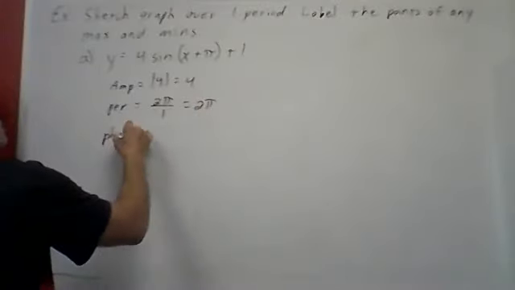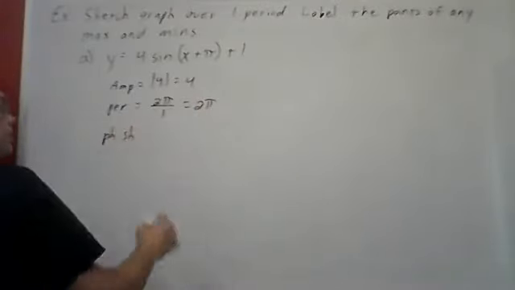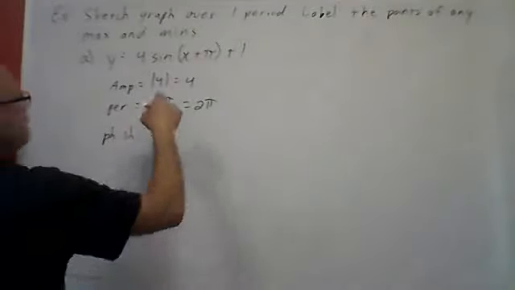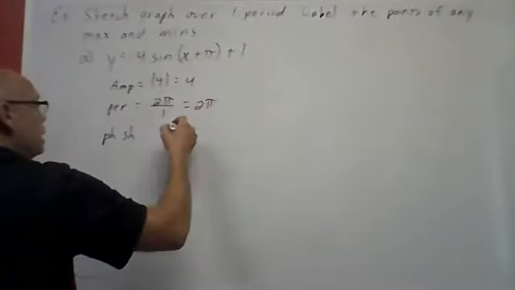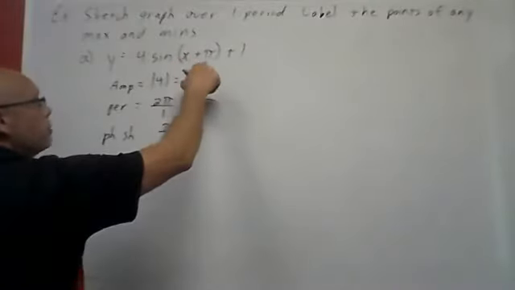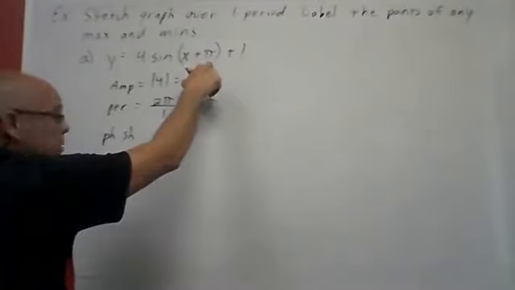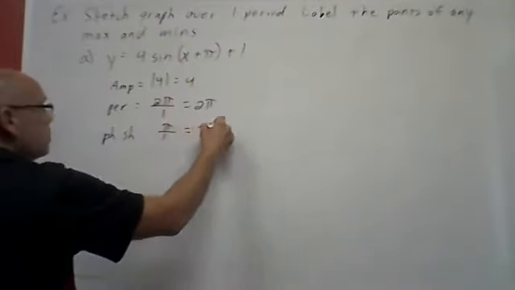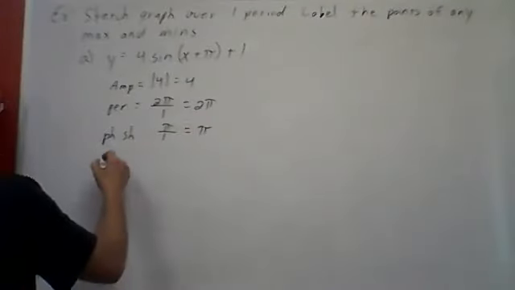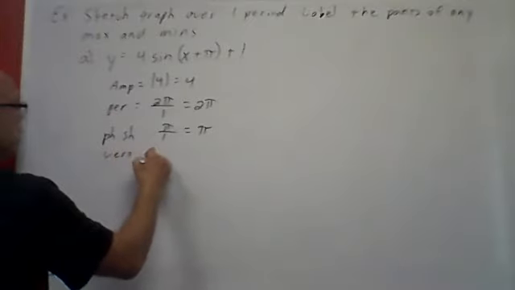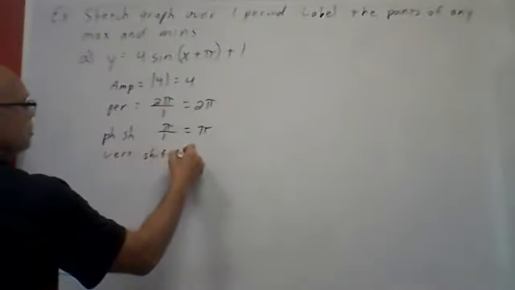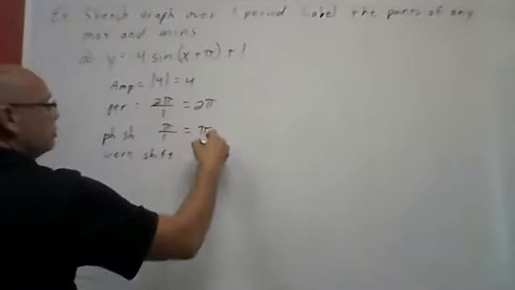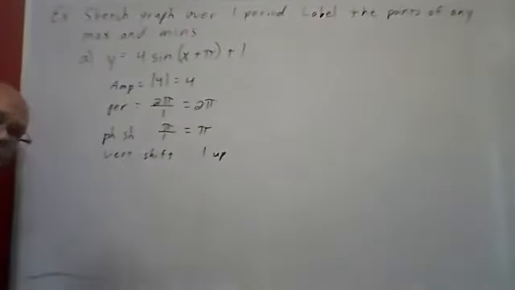What's the phase shift? I'm going to abbreviate that, phase shift. It's c over b. c is pi in this case, the part that's being added or subtracted with x. And b, y'all told me, was 1. So that's pi. What else? Vertical shift. Vertical shift is going to be what? 1 up.